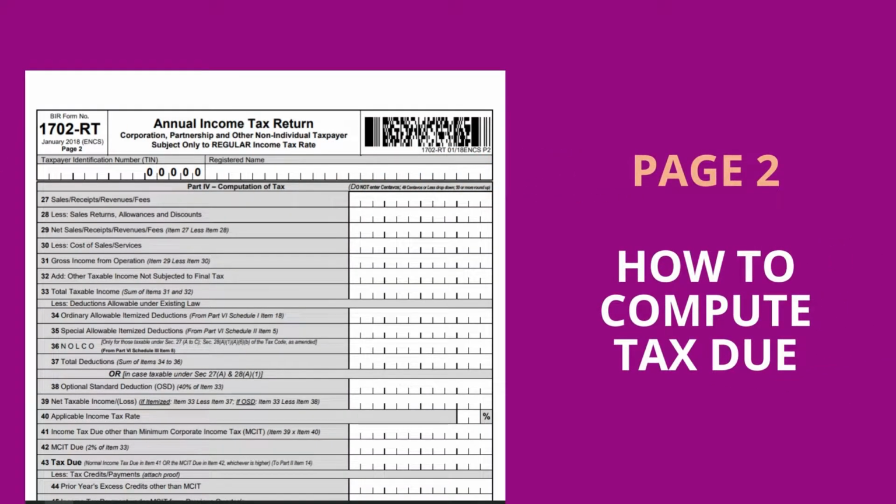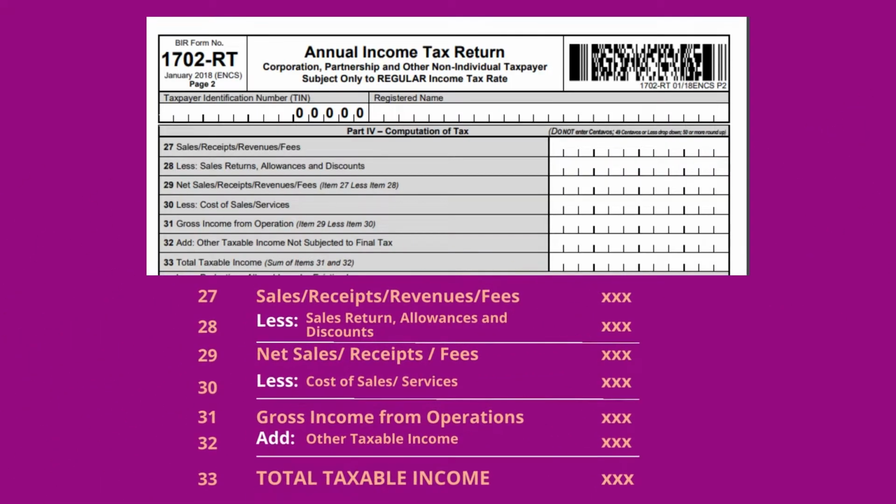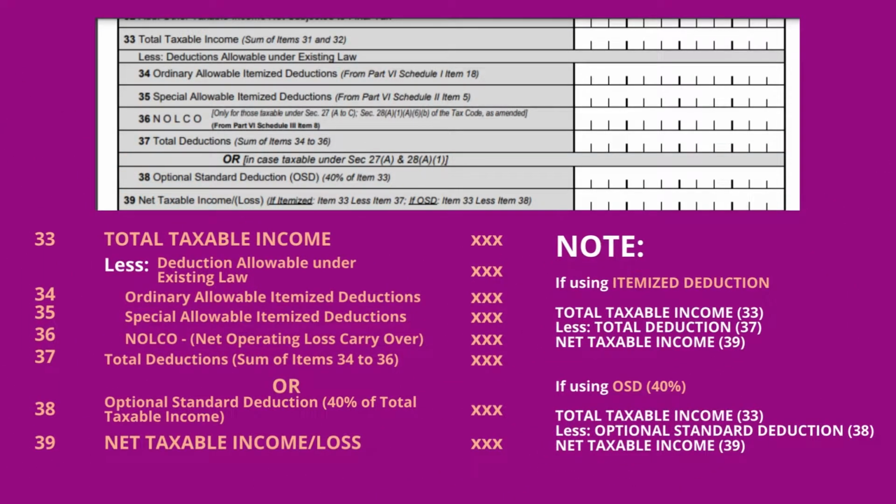Page 2 of the return is the computation of tax. Dili na to makita kung pila pa gyud ang ato ang tax due. So unsa man ang mga information nga naa diri? First, sales, receipts, revenues, and fees for the year, and if there is, sales returns, allowances, and discounts, then cost of sales and services, and other taxable income not subjected to final tax. Then we will have the total taxable income. Diri po nakabutang ang deductions allowable under existing law. So whether we choose the itemized deductions or the optional standard deduction, then we will be able to compute the net taxable income or loss.